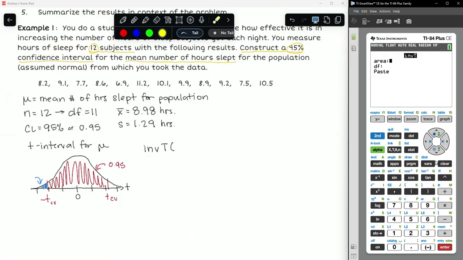And I know the whole curve is 100. If 95% is in the middle, that leaves me 5% for the tails. Half of that 5% is here, half of it is here. And half of 5 is 2.5, or 0.025. So area is 0.025 in that left tail. We know from earlier our degrees of freedom is 11.